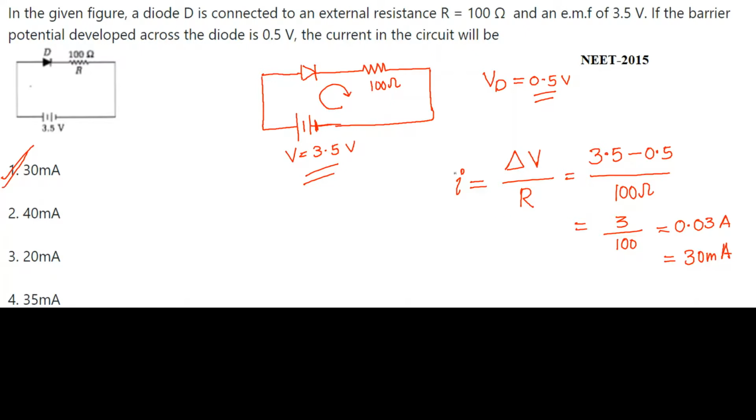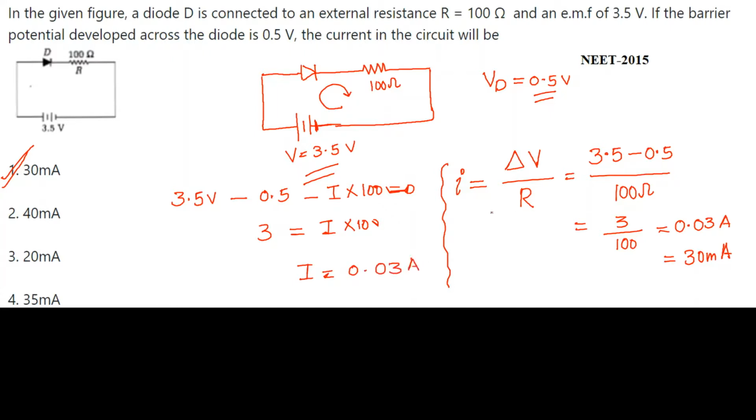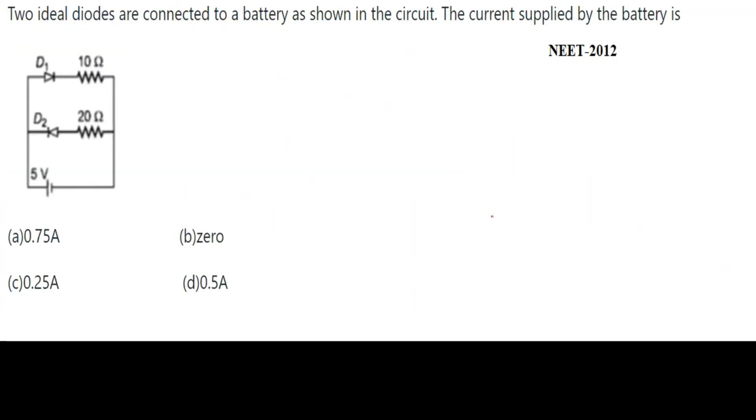Otherwise, you can apply the Kirchhoff voltage law also. If you apply Kirchhoff voltage law, the equation will become 3.5 volts minus the voltage across the diode, 0.5, minus the current flowing through the resistance times 100, equals 0. If you solve this, 3 equals I into 100. So I will again be 0.03 amperes. So it's better to solve in this way. Let us move on to the next problem.